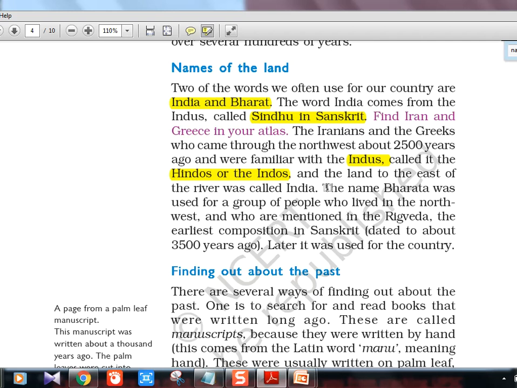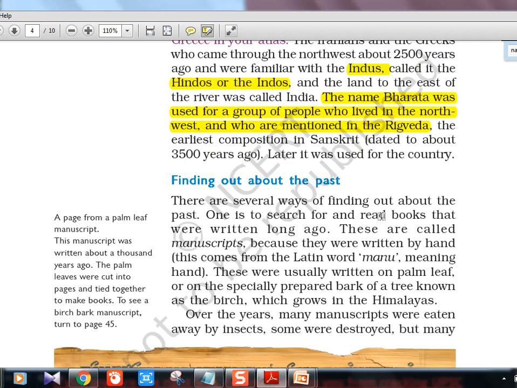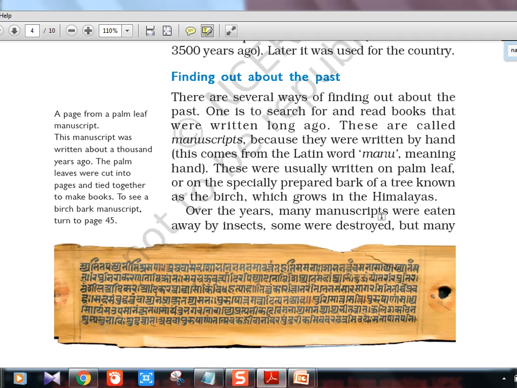The name Bharata was used for a group of people who lived in the northwest and who are mentioned in the Rig Veda. Okay, some tribal groups, people were there. They were the Bharata group. So just because they were the initial group of people, the land also came to be called Bharat. That's all. There is nothing related to any religion. It's a common name for people who live on this side. So everybody who lives on this side should be accepted as true Indians, nothing else. Let it be whatever religion.